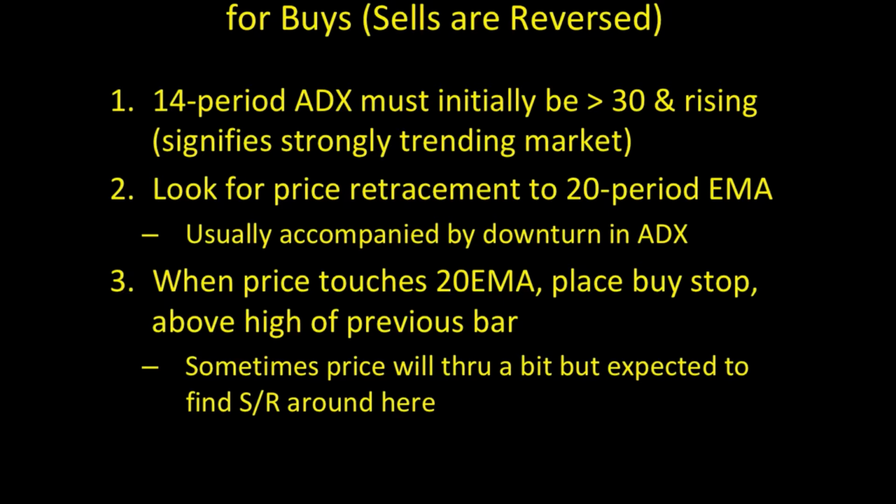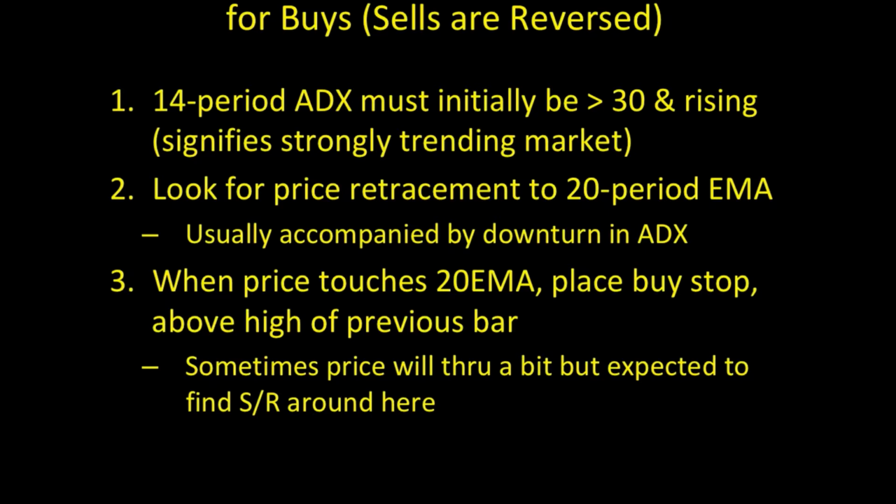Logically, that means your ADX is going to turn down because you're losing momentum during times of consolidation, right? Because it's not trending. So you're going to need an ADX above 30. You're going to need to retrace to the 20-period EMA. And once that price touches the 20 EMA, you're going to place a buy stop above the high of the previous bar. So number 3 is basically word for word from Raschke's texts.